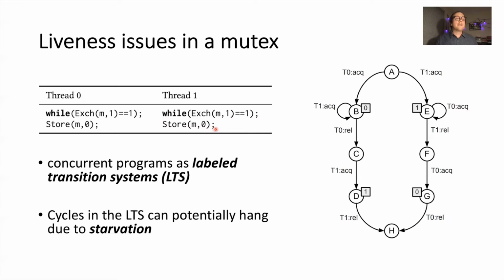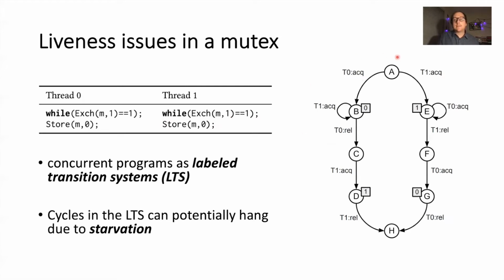Now, while we could stare really hard at the source code and reason about it, how we like to reason about concurrent programs is with a graphical model called a labeled transition system, or an LTS. And we're showing the LTS for this small test case on the right-hand side of this slide.